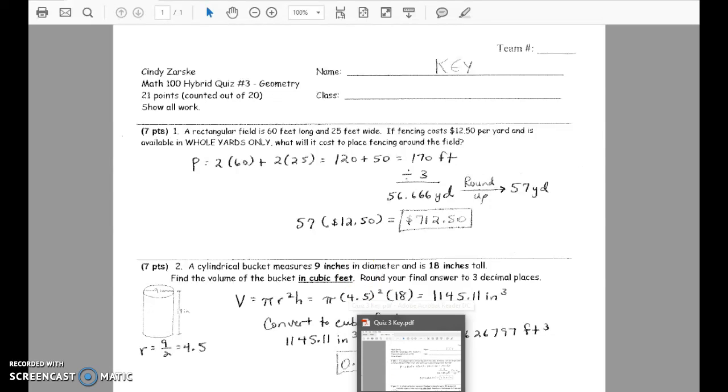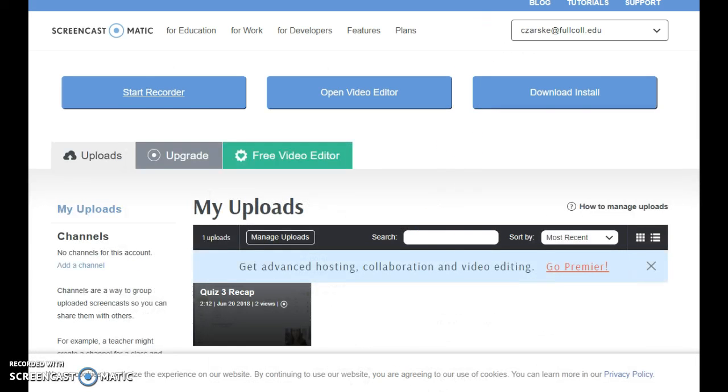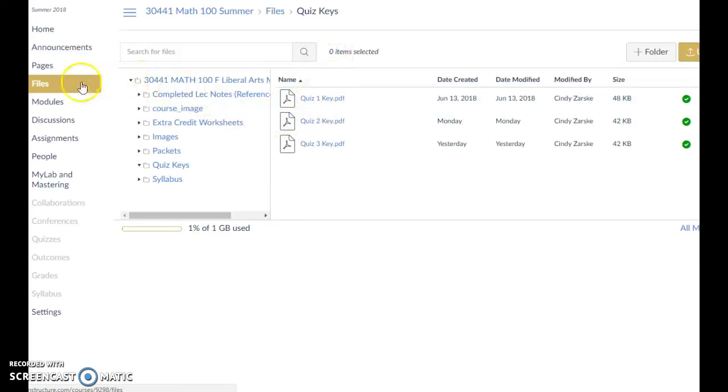This key is posted on Canvas, under Files, Quiz Keys, right here.